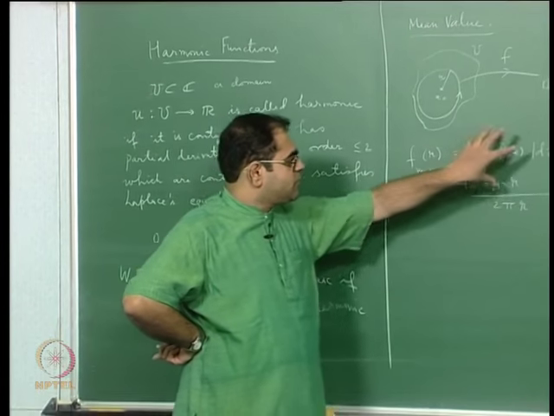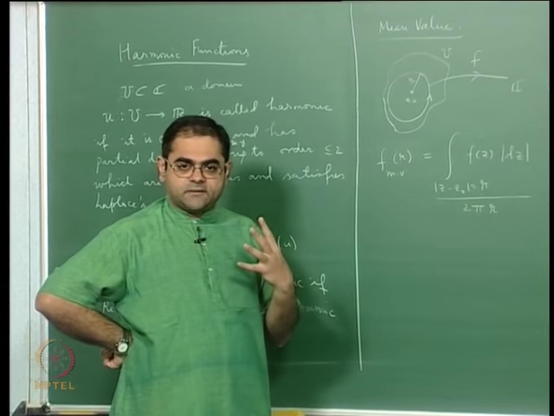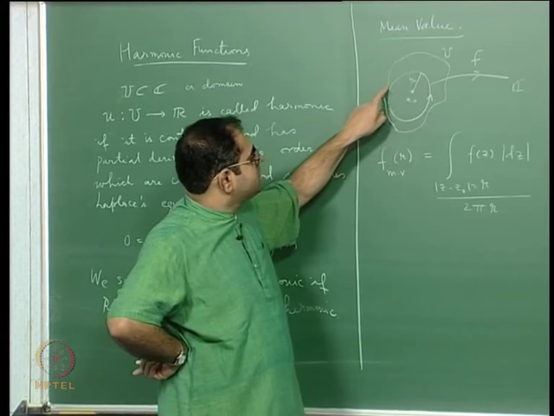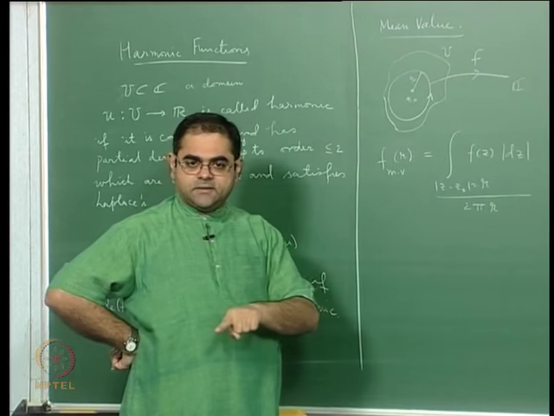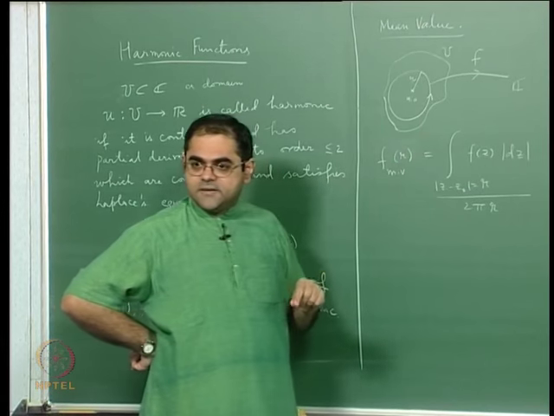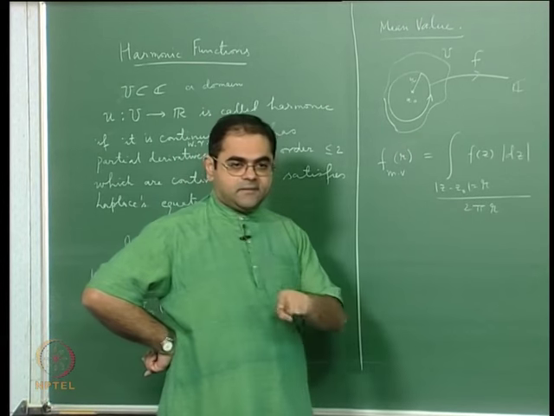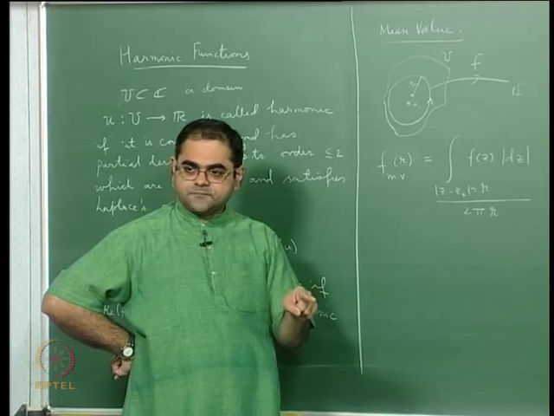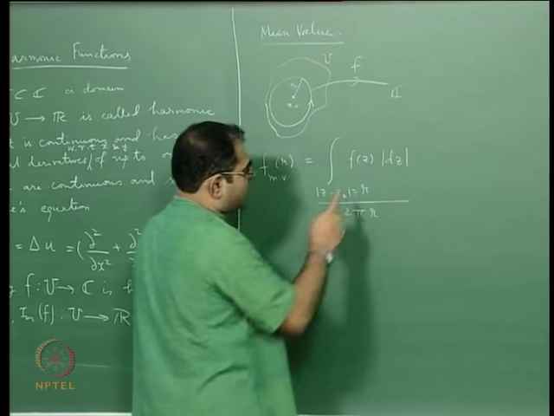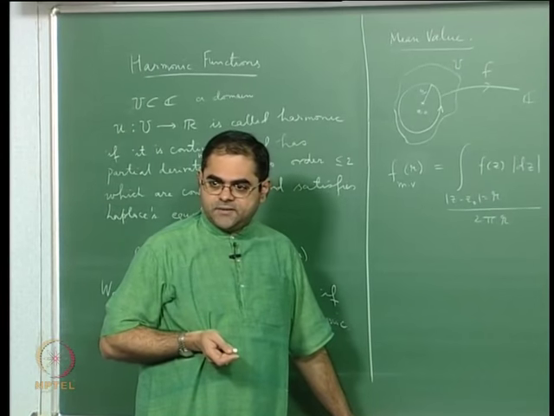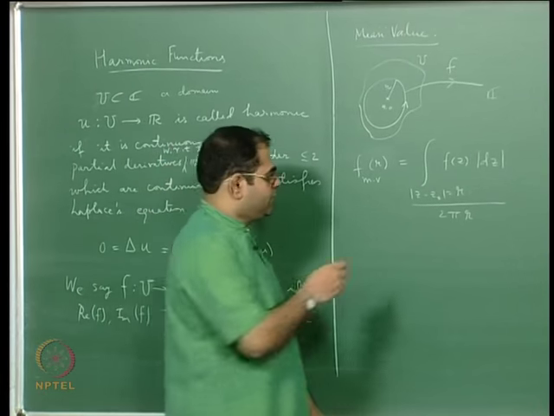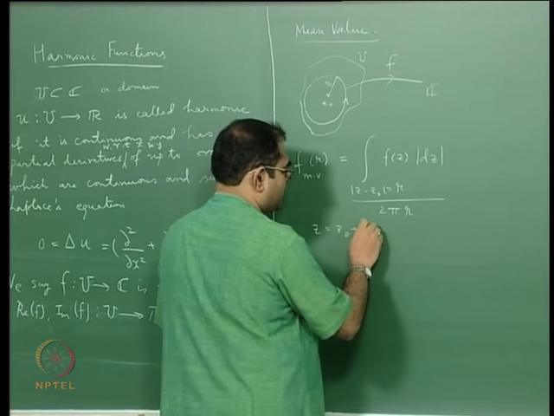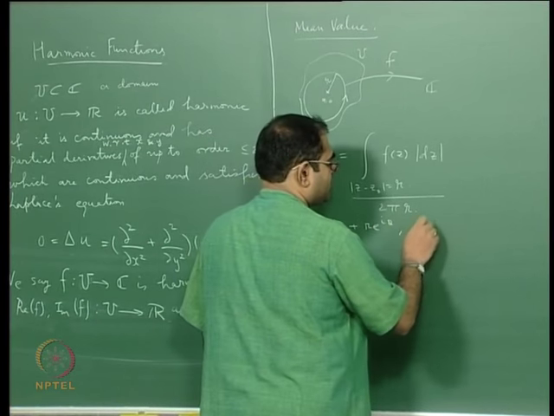So the mean value is, you know how a mean value is defined, it is an average. So what I am doing is summing up all the values of the function on the boundary circle, that is what the integral gives, and then dividing by the length of the circle, the circumference, which is 2 pi r. Okay, and this is called the mean value of f for that circle. All right, now if you put z is equal to z0, you can parameterize the circle as z equal to z0 plus r e power i theta, where theta varies from 0 to 2 pi.